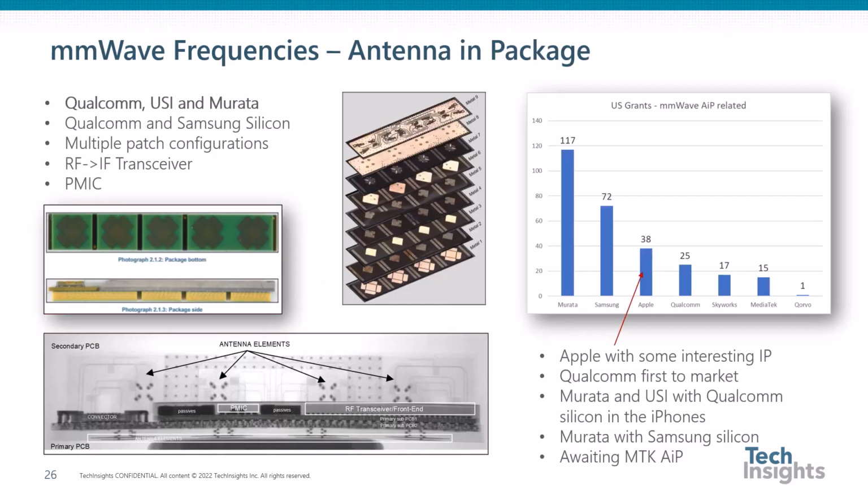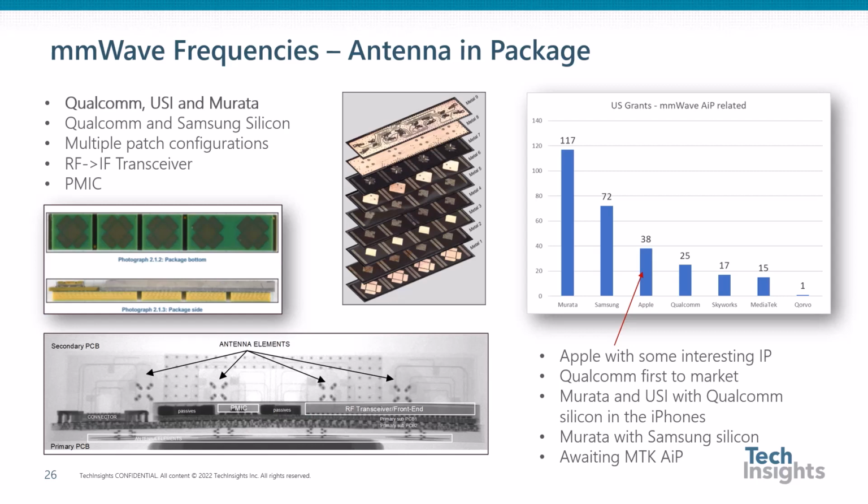Millimeter wave antenna and package technology is an interesting area of focus. There are still a limited number of FR2 enabled handsets. Early millimeter wave AIPs were dominated by Qualcomm, but we were seeing modules from USI and Murata, all of which mostly still contain Qualcomm silicon. But there are now two Murata AIPs that contain Samsung silicon, and we are awaiting the MediaTek AIP in the upcoming Motorola phone to be released shortly. These AIPs incorporate patch antenna elements as well as the RF to IF transceivers and power management chips that perform the average power tracking for the CMOS PAs on the transceiver.